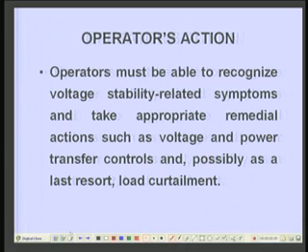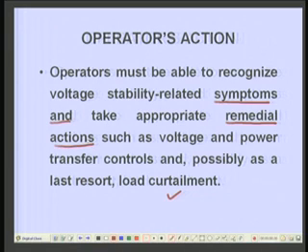The operators must be able to recognize voltage stability related symptoms and take appropriate remedial action such as voltage and power transfer controls and possibly a last resort load curtailment. This is the most onerous task which is put on the operator. That is, the operator should be in a position to recognize the voltage stability related symptoms, so that this operator will take remedial action before the voltage instability occurs.